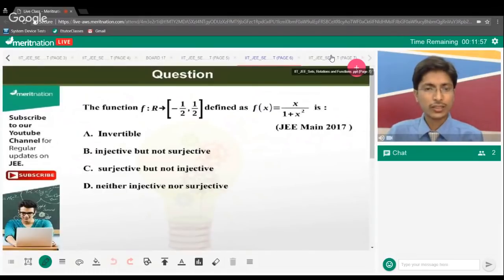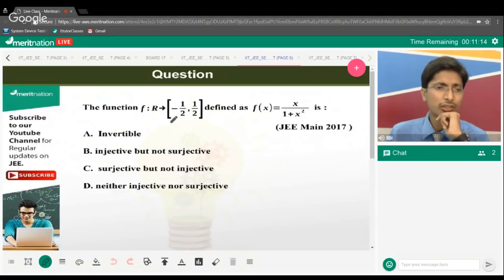Now guys, coming to the last question for the day, which is again a function, a very popular kind of function which came very recently in 2017, which says that f(x) is equal to x upon 1 plus x square. Now guys, this is something very interesting. I have to find whether it's invertible, injective. Injective means the function is 1 to 1, and surjective means it's onto. So let's see whether it's 1 to 1 or not.